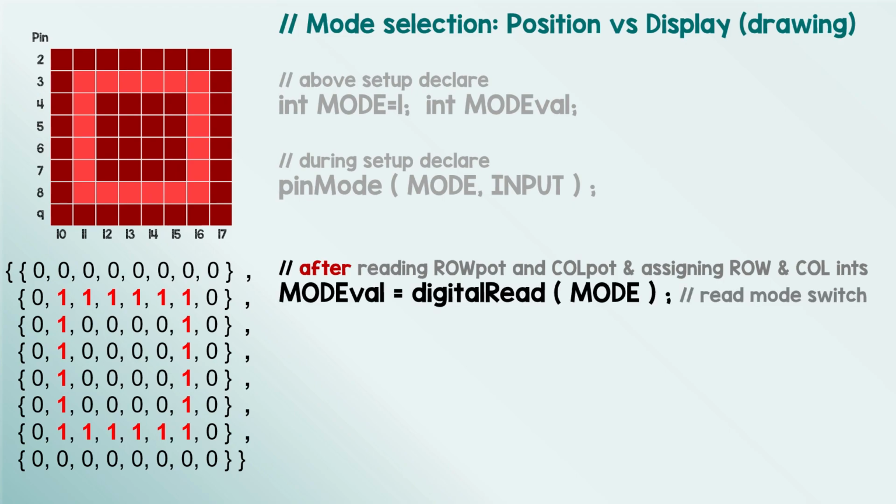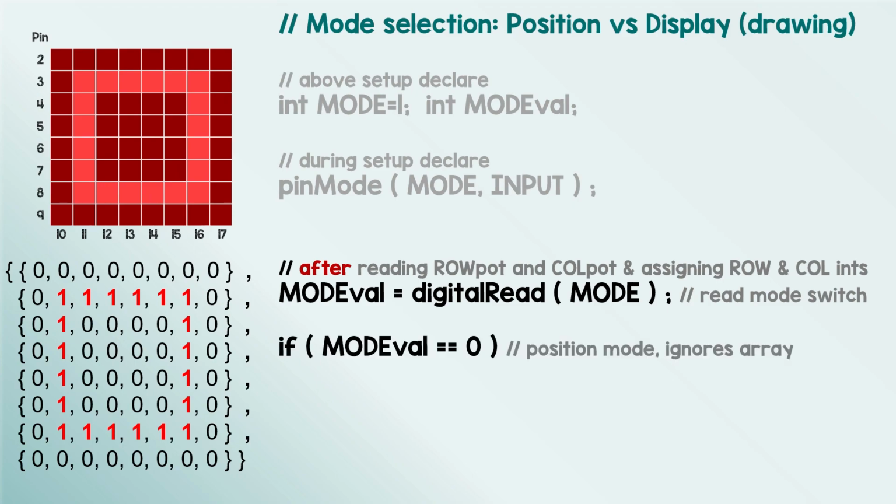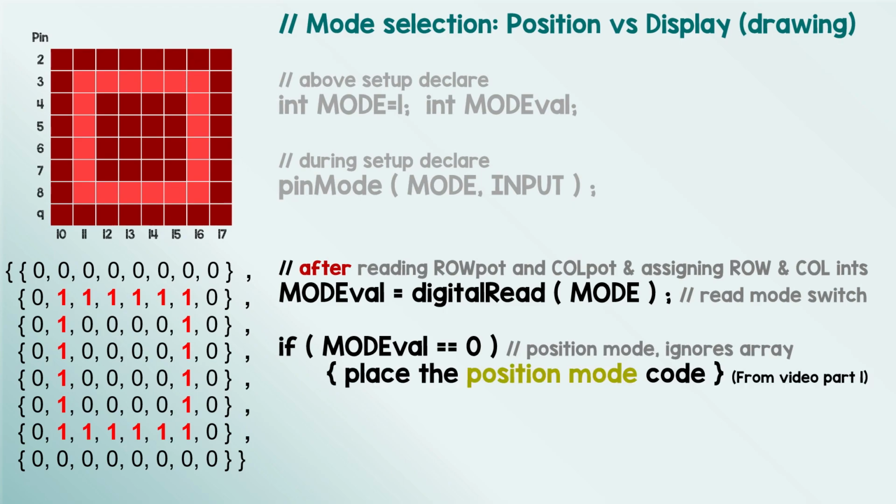So we read the mode switch. Mode val is digital read of mode, as in pin 1, and if it's 0, then we're in position mode, which ignores the array, and we use the code from video part 1. That's the position mode code that you use to find out where you are if you're lost on your display.